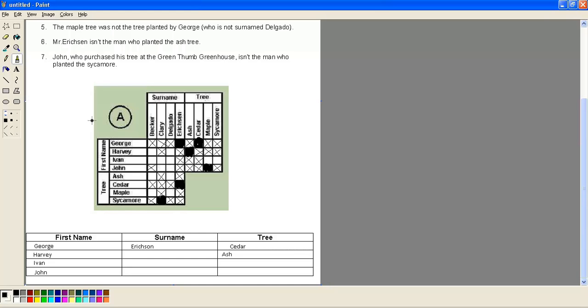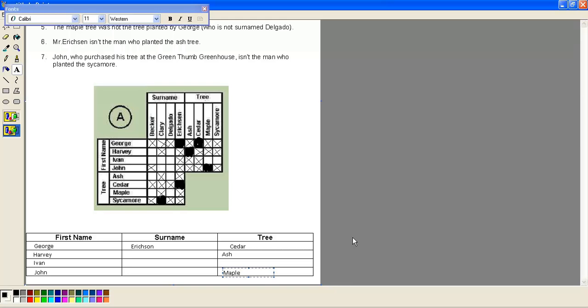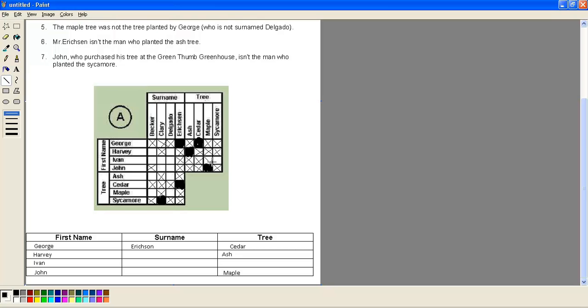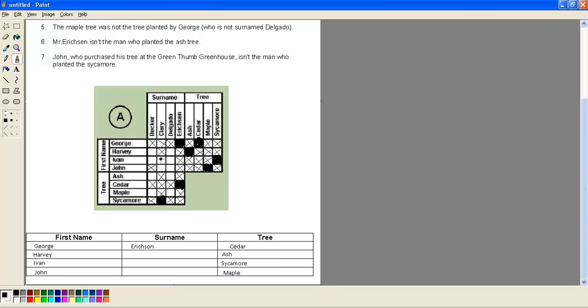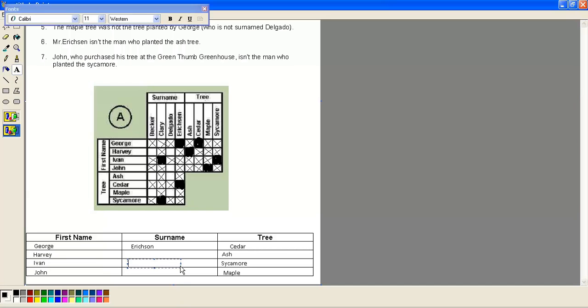So I can put in my box here for John and the maple tree. John must have done the maple tree. And I can fill in my X here, leaving only one option left, which is Ivan and the sycamore tree. So we now know that Ivan did the sycamore tree. Again, going back and looking at some of our boxes, if Ivan did the sycamore tree and the sycamore tree was Mr. Clary, that means that Ivan must be Mr. Clary. So we can fill that box in and put the rest of our X's across and down. And we can fill in here that Ivan is Mr. Clary.